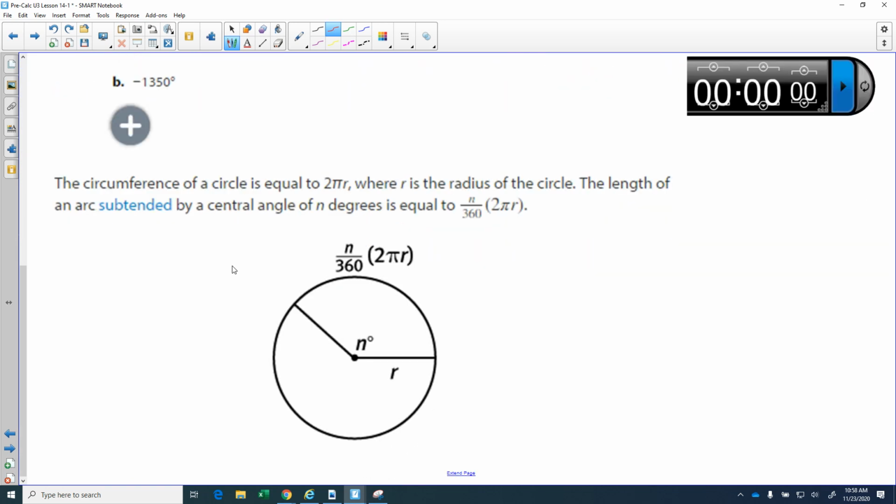The last thing we're going to talk about is how to find an arc measure. In this case, what we want to be able to do is figure out the actual length of this arc of the circle. To do this, we're going to need two specific things. We're going to need to know what the radius is equal to, as listed there, and we're going to need to know what our actual degree measure is, which is going to be n. And then we're going to use this equation provided to us to solve that out.